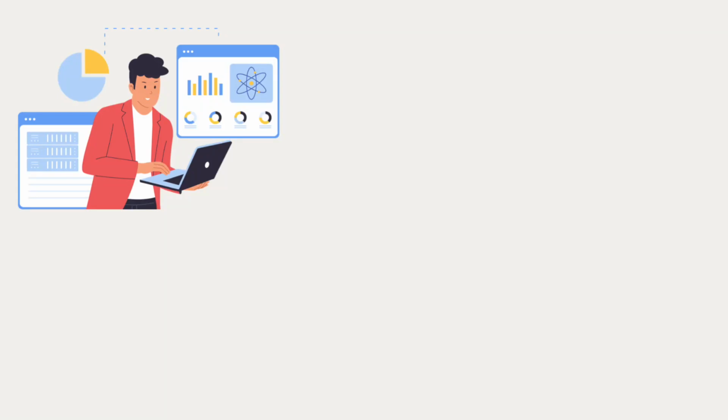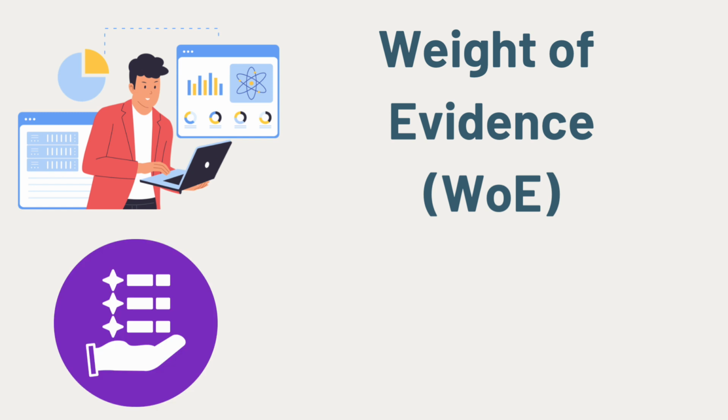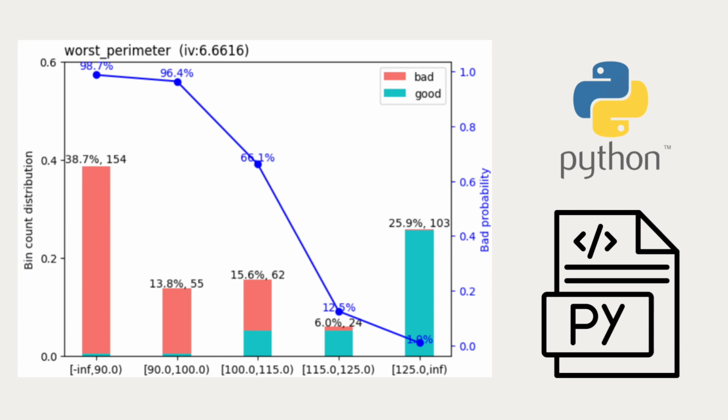If you're serious about machine learning, weight of evidence is a technique you must know. It improves feature quality, reduces noise, and helps models learn more effectively. In this video, we'll see how the weight of evidence, or WoE in short, works, and implement it in Python with examples. This is one tool that will elevate your machine learning model performance instantly.